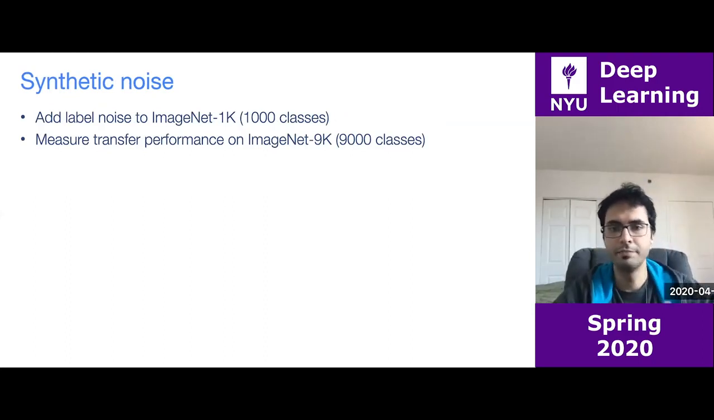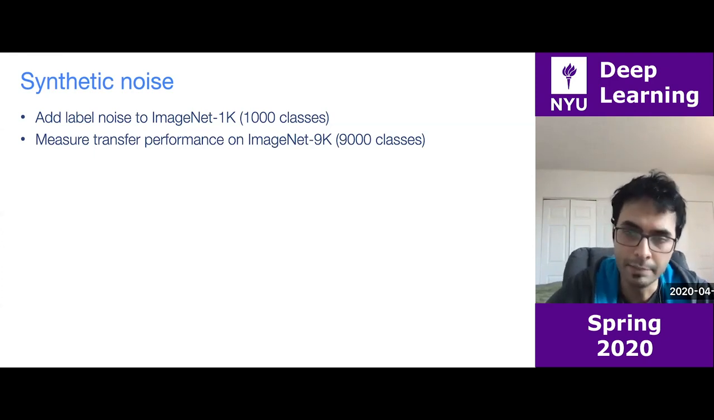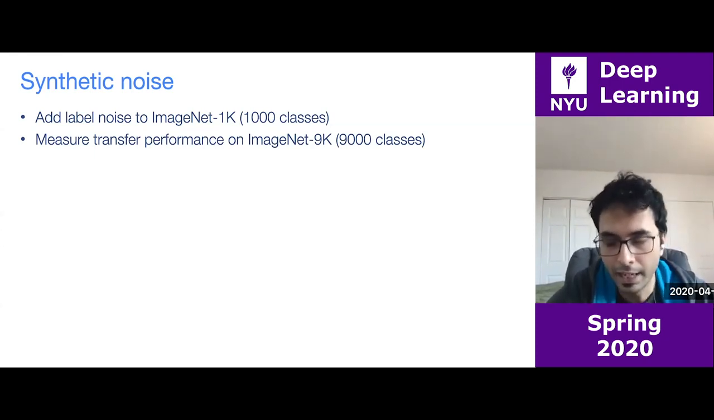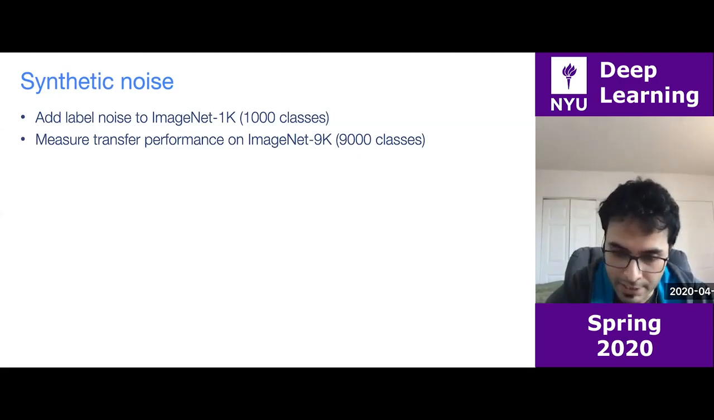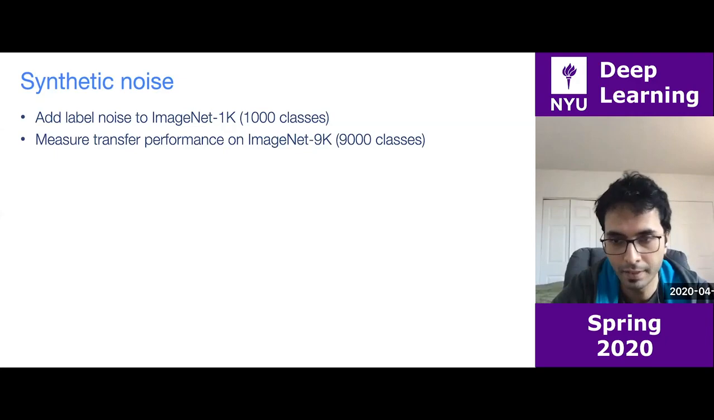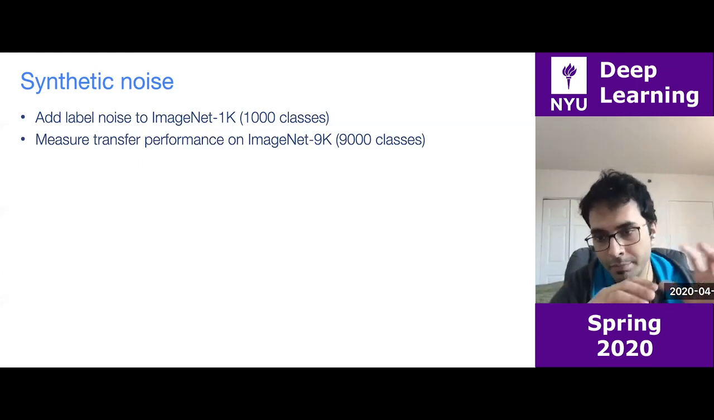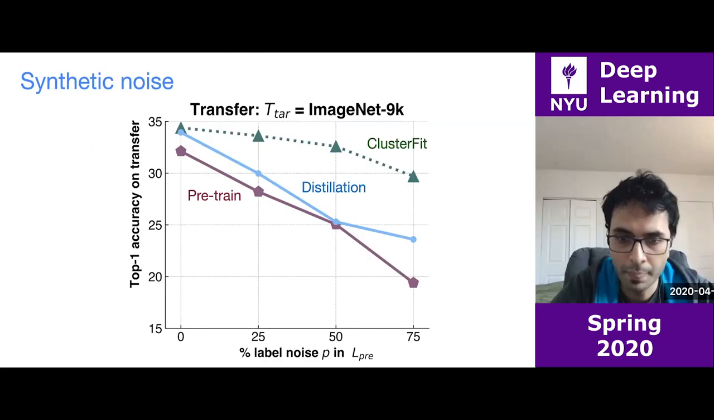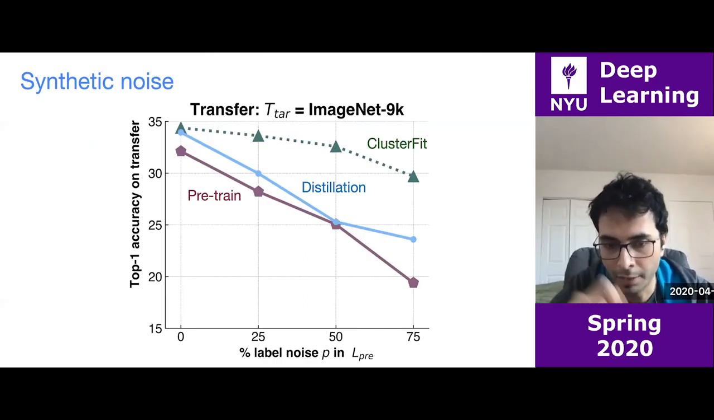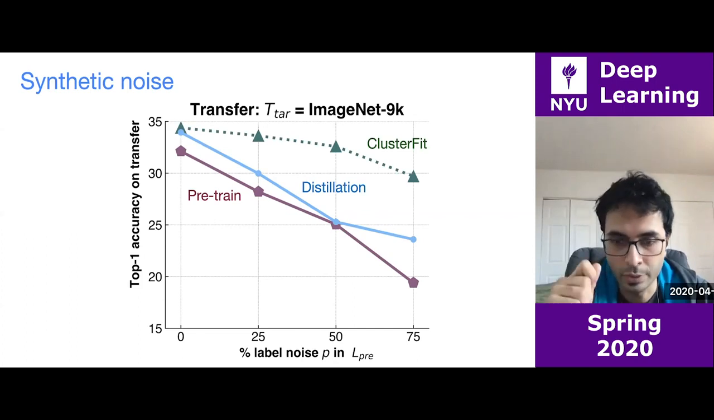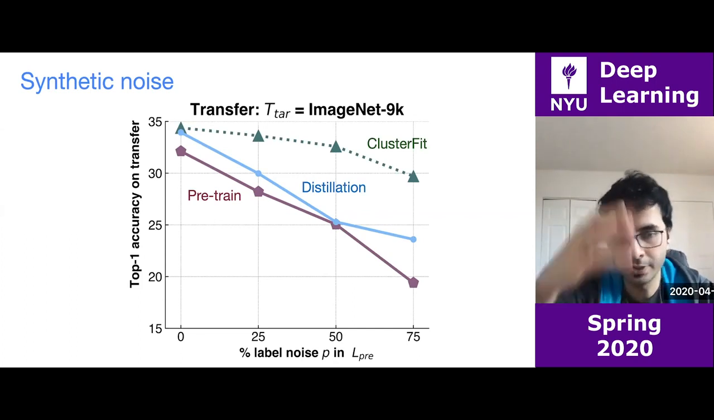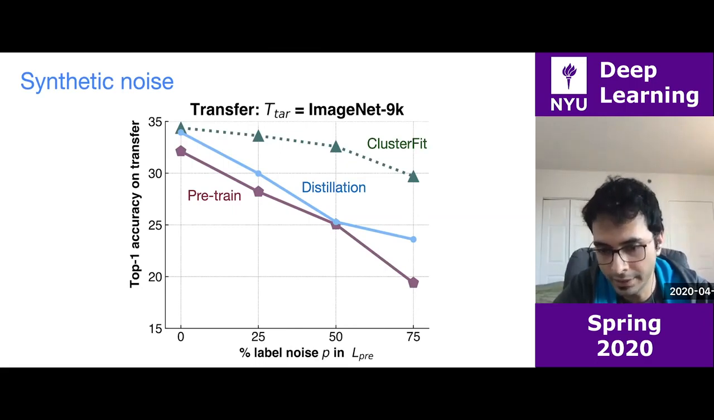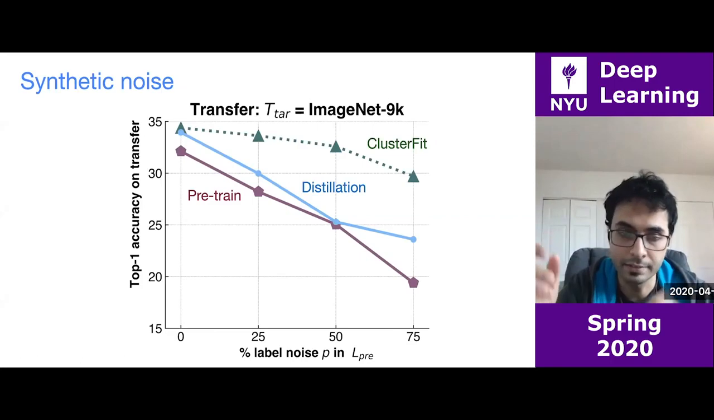To understand this, we performed a fairly simple experiment. We added synthetic label noise to ImageNet, and we trained a network on this noisy ImageNet. So just flip a bunch of image labels and train a network, and now you evaluate the feature representation from this network on a downstream task, which is again ImageNet, but a much larger version of ImageNet. So it's 9,000-way classification. On the x-axis we have the amount of label noise added to the images, going from 0% to 75%. And on the y-axis, we are looking at the transfer performance on the larger ImageNet, the ImageNet 9000 dataset.